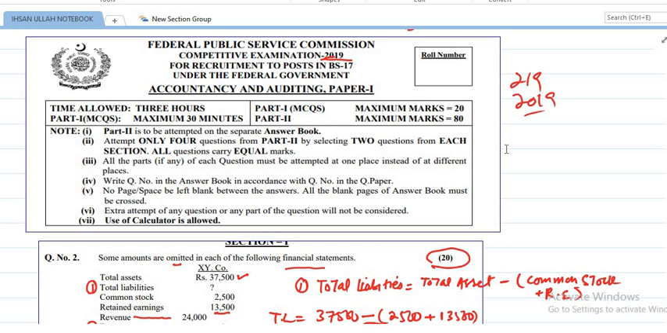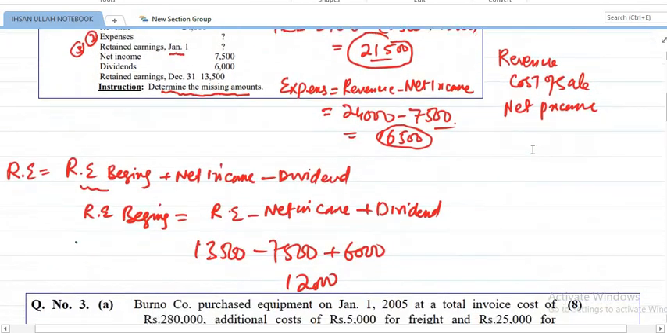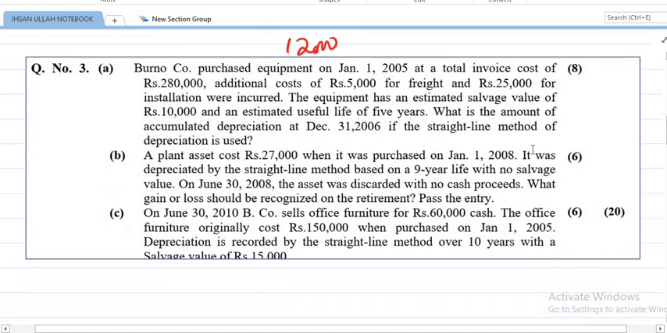We have already started the question paper of accountancy and auditing, paper number 1, the attempt of 2019. We have already done question number 2, and now we will continue with the same paper and attempt question number 3. First we have to understand the requirement of each question, each part, and then we will solve.